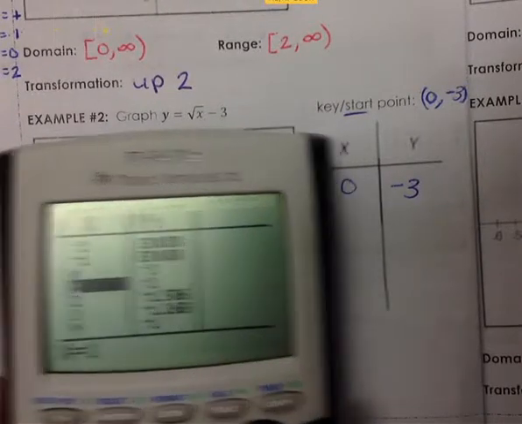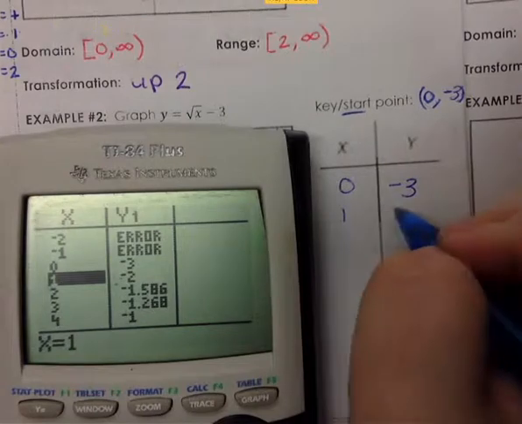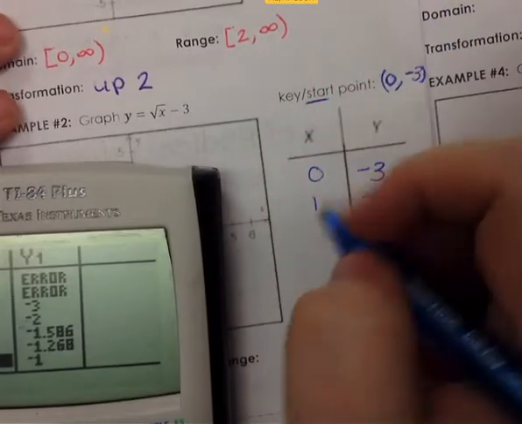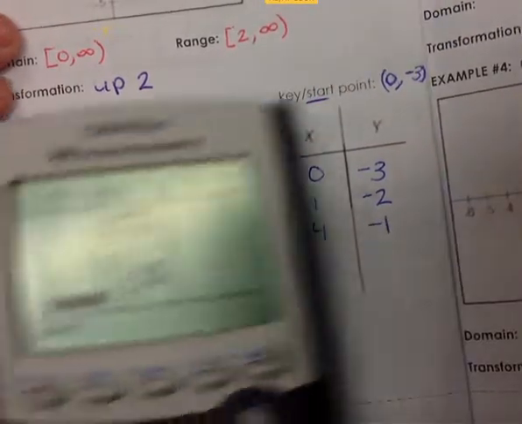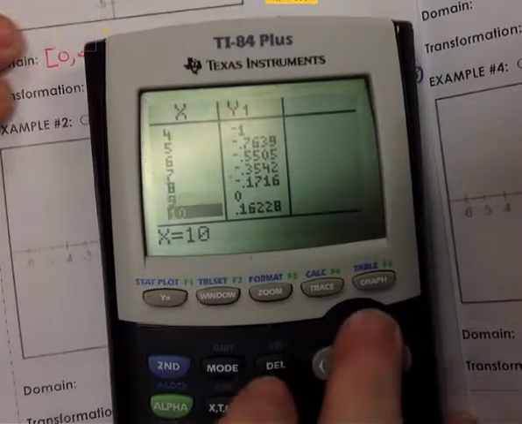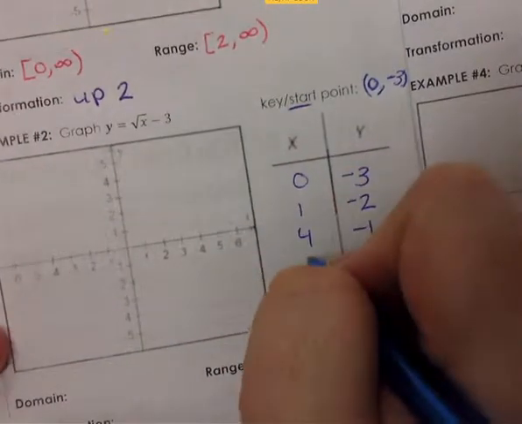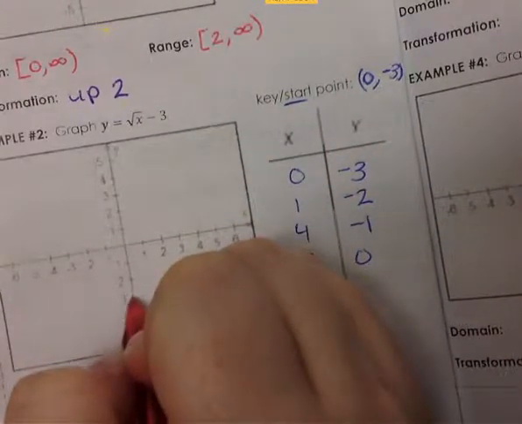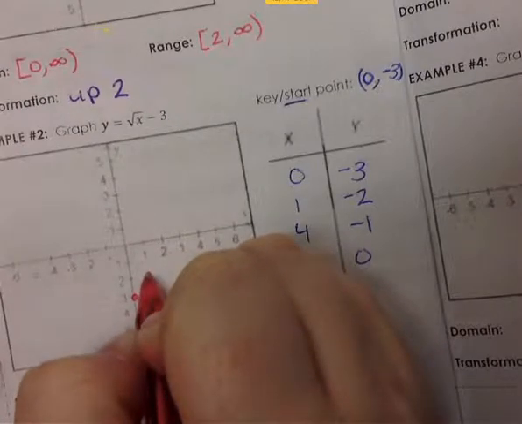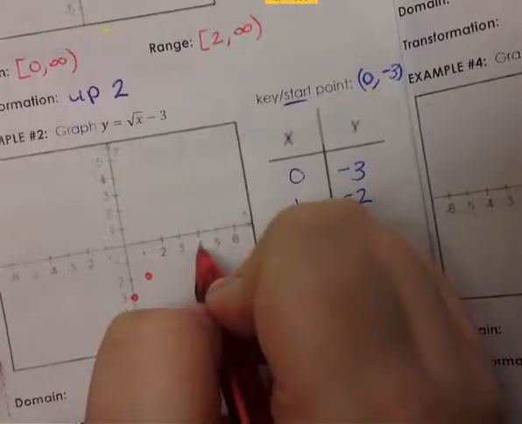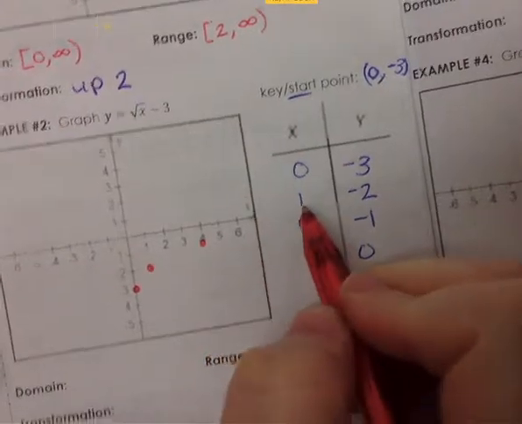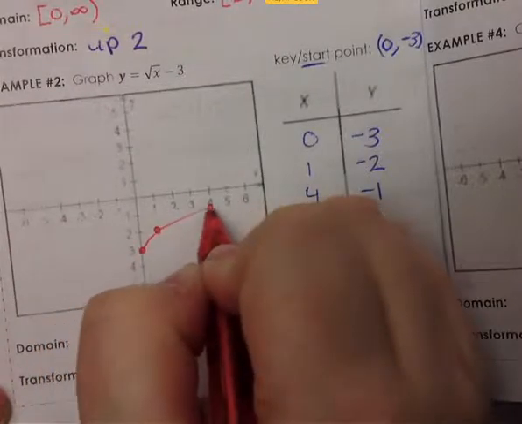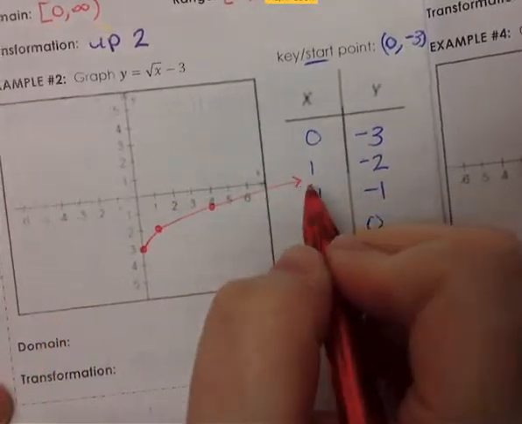Then we have 1, negative 2. The next good coordinate is 4, negative 1, and the next good coordinate would be 9, 0. So if we are to graph this, we would go to 0, negative 3, then 1, negative 2, 4, negative 1, and the next one would be 9, 0, which is over here. It is a start point, so we're going to start at this location and then have one arrow on here.